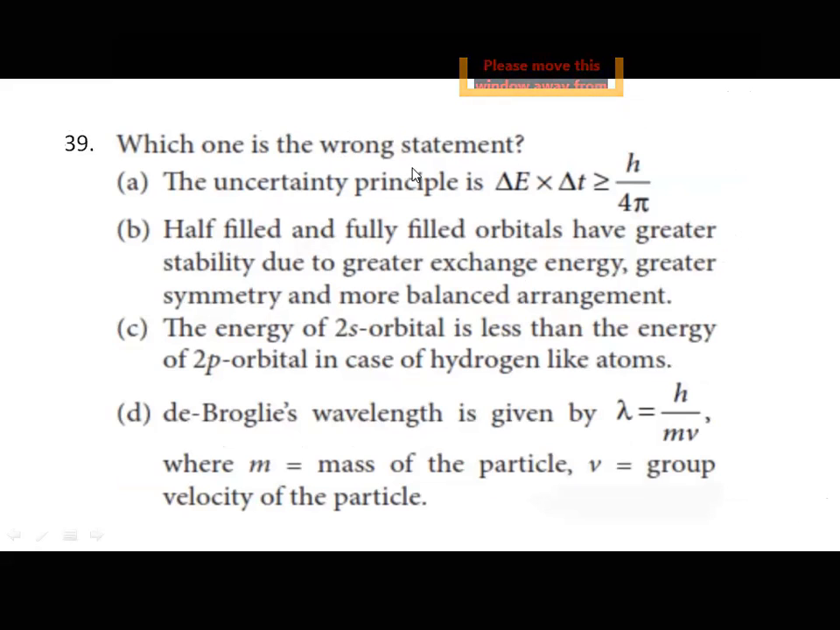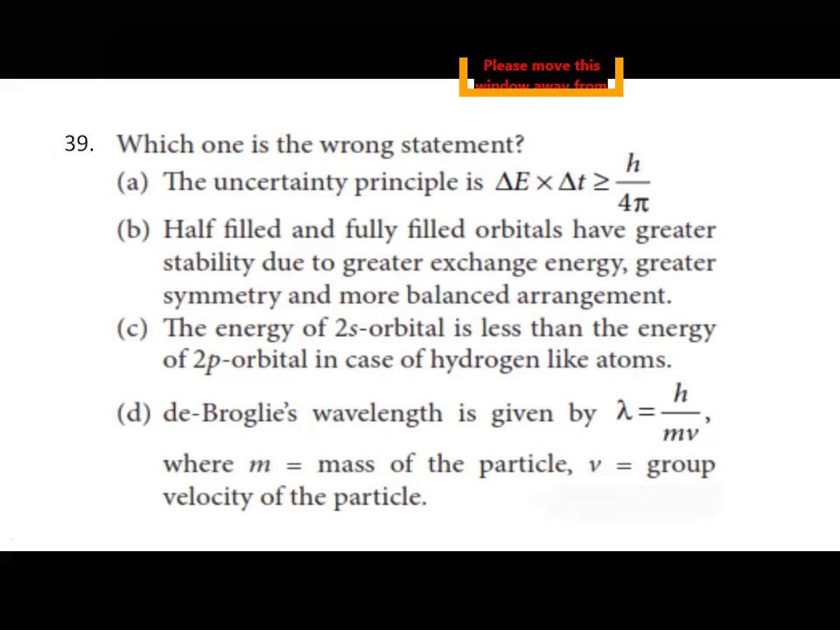Next, which one is the wrong statement? The uncertainty principle is delta E into delta T is greater than or equal to h upon 4 pi. Yes, we can represent it like this also. Half-filled and fully filled orbitals have greater stability due to greater exchange energy, greater symmetry, and more balanced arrangement. Yes, the reasons for extra stability of half-filled and completely filled orbitals is due to symmetrical arrangement. Greater the symmetry, greater is the stability. And next is exchange energy. As the number of exchanges are more, exchange energy increases. Greater the exchange energy, greater is the stability, and more balanced arrangement is nothing but symmetry.